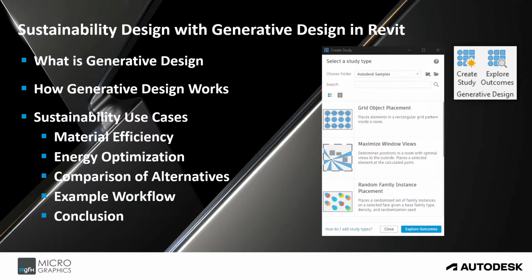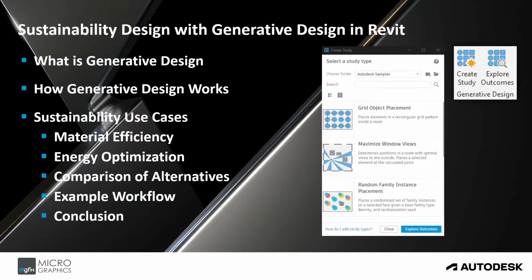Enhancing natural ventilation: designing floor plans that promote cross-ventilation, minimizing the need for HVAC systems. With generative design, architects can experiment with thousands of design permutations to identify the best balance between sustainability, cost, and functionality. Sustainability use cases.